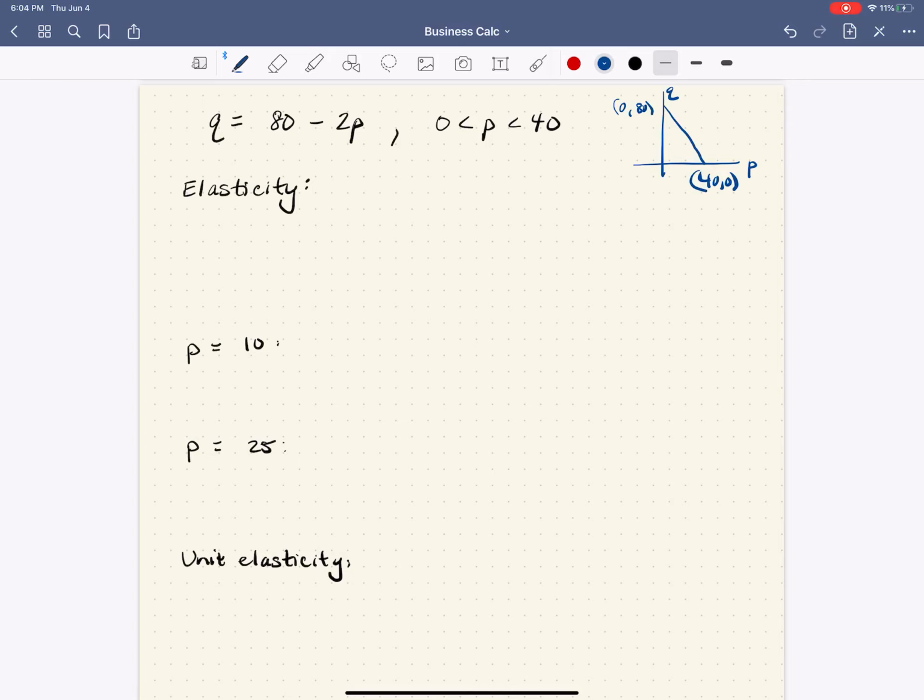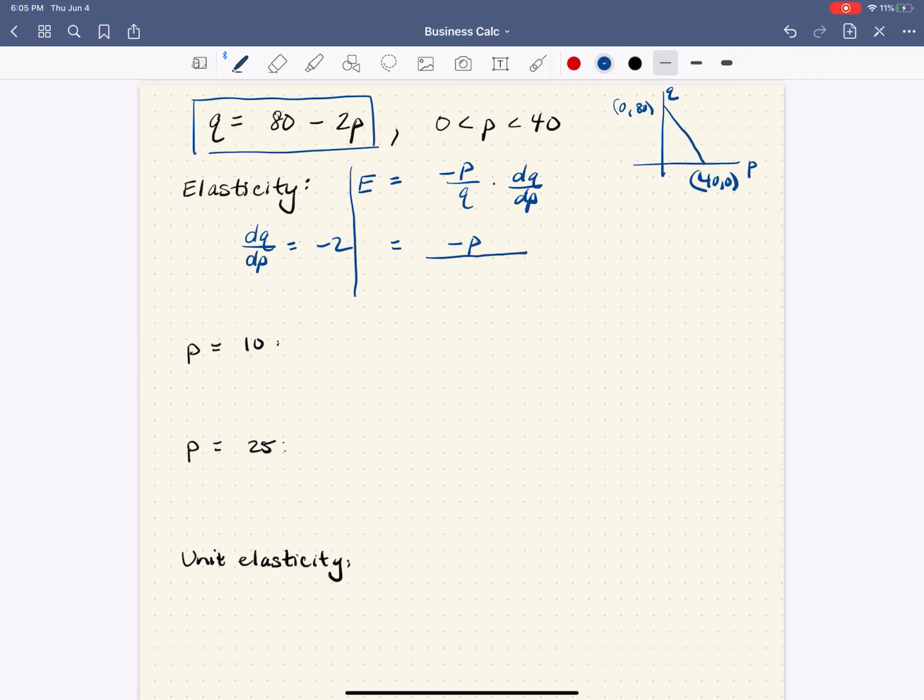So as far as elasticity goes, we know elasticity follows the formula E equals negative P over Q times dQ/dP. So the first thing we have to figure out is what dQ/dP is, and that's just the derivative of Q with respect to P. So if I take the derivative of that, I just get negative 2.